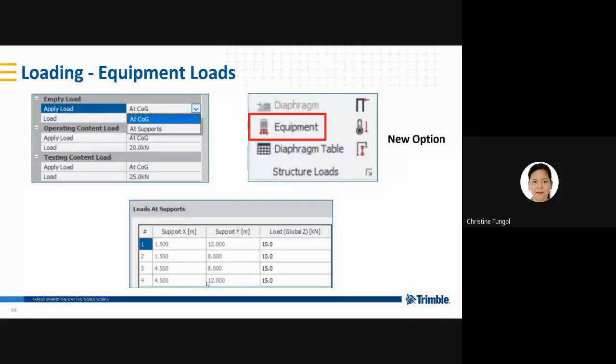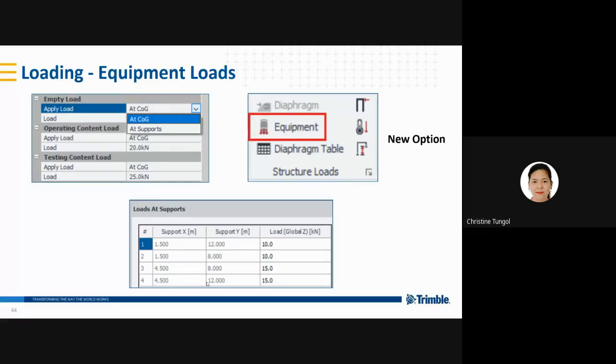So each equipment object has 3 default gravity load cases: the empty load, operating content load, and testing content load. So these loads can be defined by the user, with a default of 0 kilonewton. These loads can be applied either at the center of gravity of the equipment object or at the support points, at the choice of the user. So this is important when the center of gravity is different for the loaded and unloaded conditions.